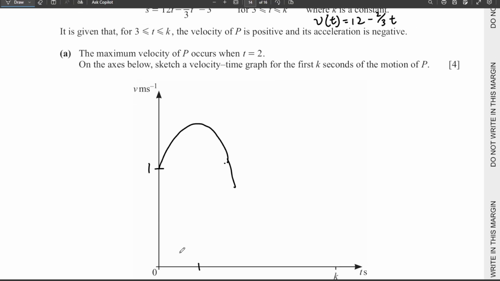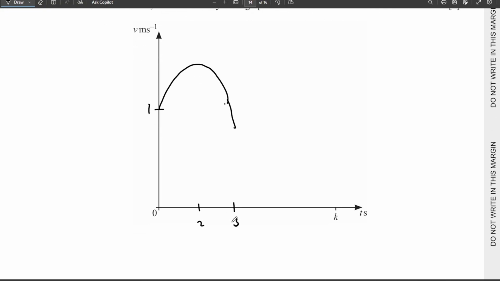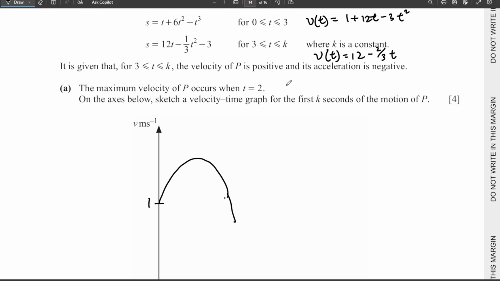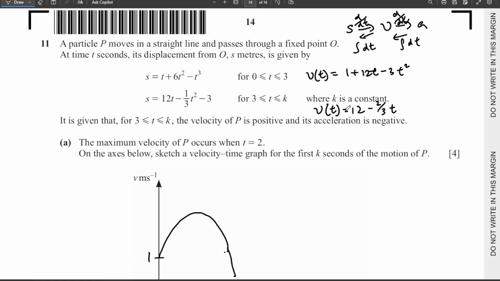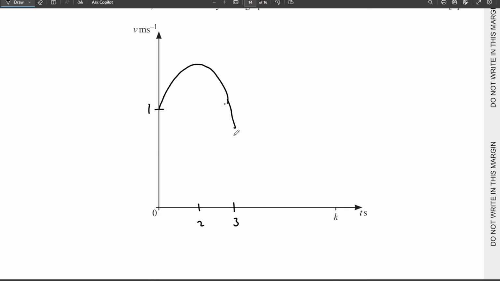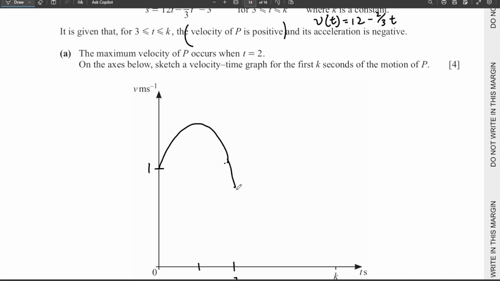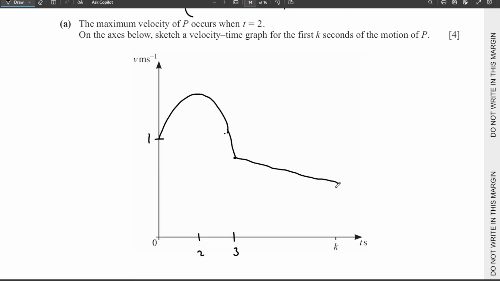And next, you want to sketch. So let's say here is 3. From 3 to k, it's just a linear graph with a negative gradient. But we know from the question that the velocity is positive, so your graph should not go into the negative axis. It stays above until k. And please use a ruler for the linear line so that it's more obvious for your examiner.